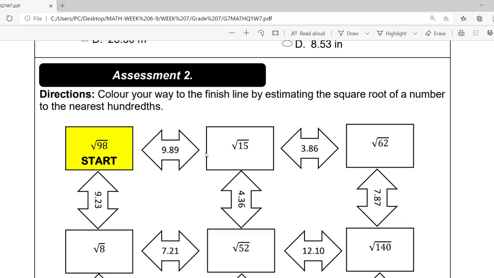Then since the arrow is going here, you look again for the square root of 15. What is the square root of 15? Is it this one or that one? If this is the answer, then shade this one.